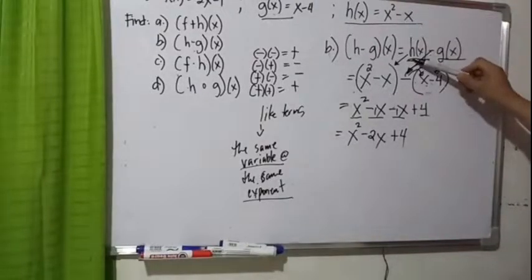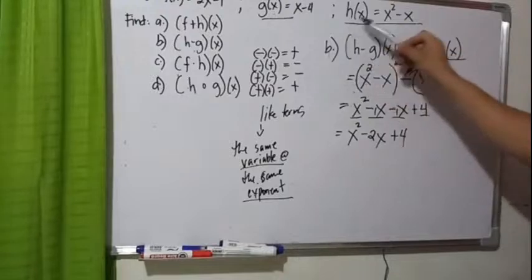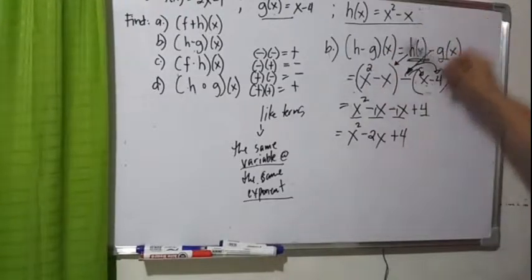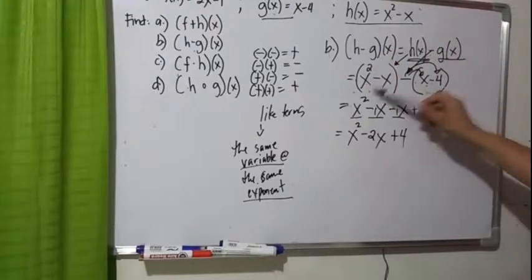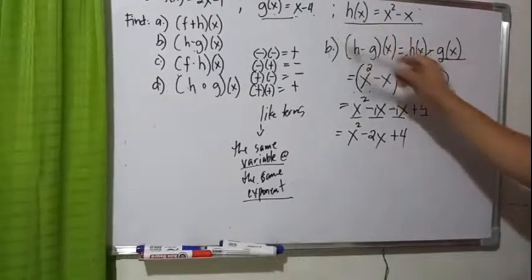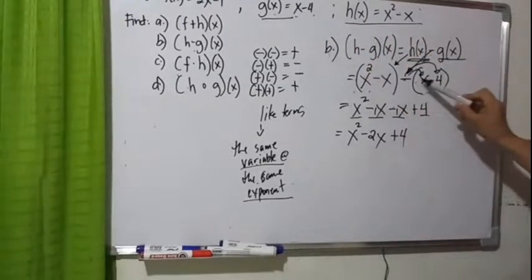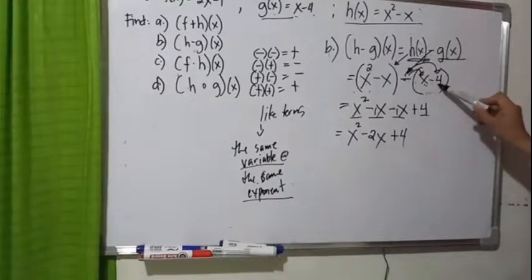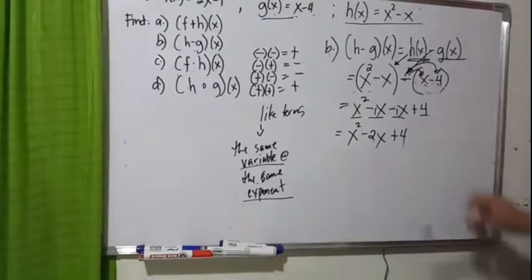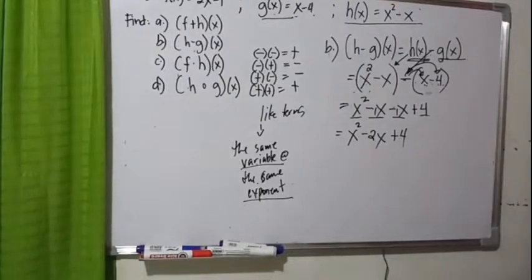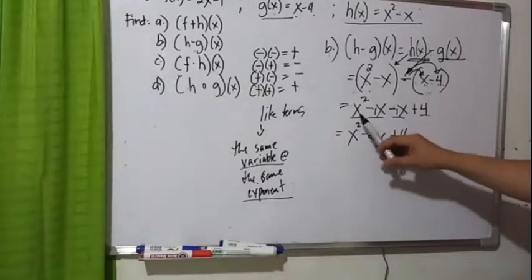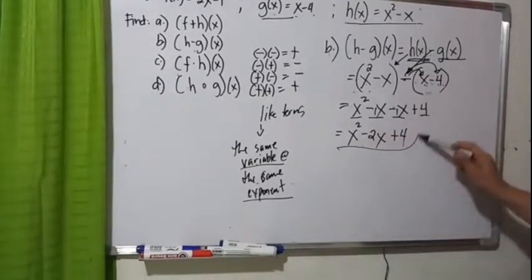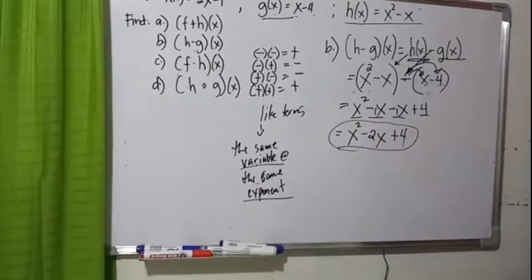Ang value ng h of x is x squared minus x. Then, ang value ng g of x is x minus 4. Then, i-distribute lang natin yung negative sign. So, magiging negative x. The negative times negative 4 is positive 4. Then, combine like terms. So, ito na: x squared minus 2x plus 4.